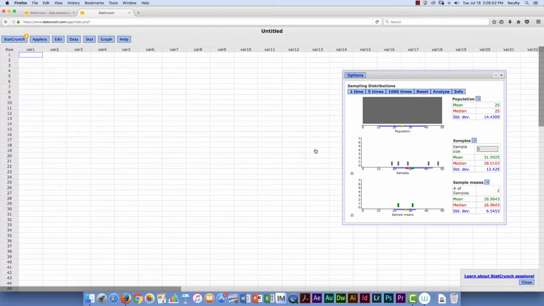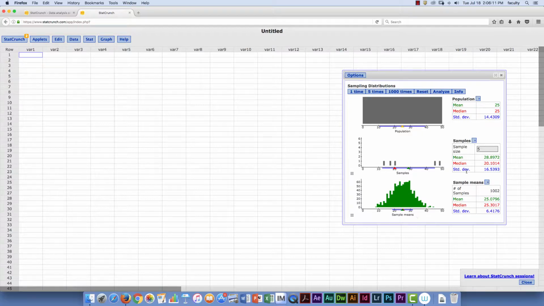Now what we'd like to do is see what happens if we repeat this experiment many, many times. So I'm going to have StatCrunch do it 1,000 times. And we can see that this is the result, the sampling distribution of the sample means, and this result does not have a normal shape.